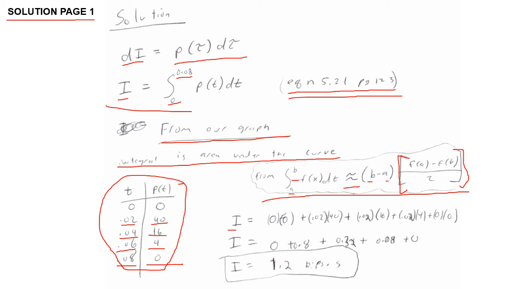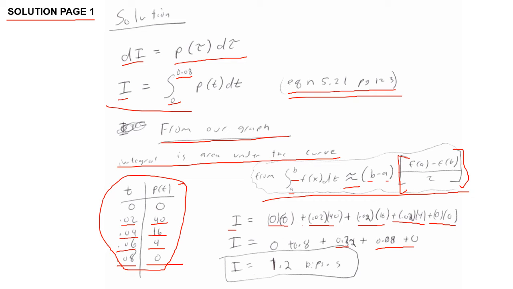So what we have here is I is equal to 0 times 0 plus 0.02 times 40 plus 0.02 times 16 plus 0.02 times 4 plus 0 times 0. So we do out the math here. We have 0 plus 0.02 times 40 is 0.8. 0.02 times 16 is 0.32. And 0.02 times 4 is 0.08.